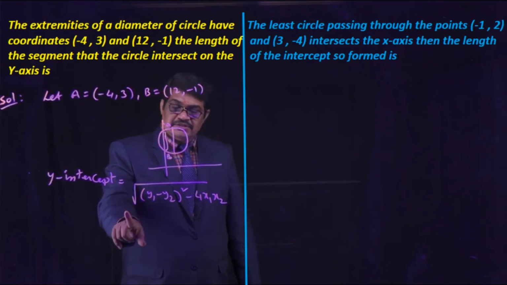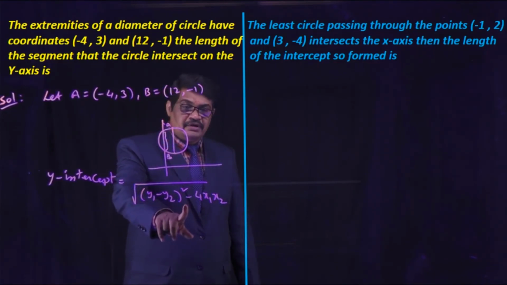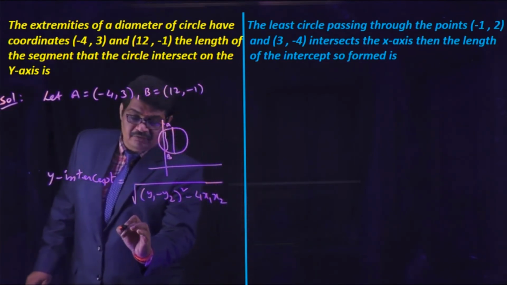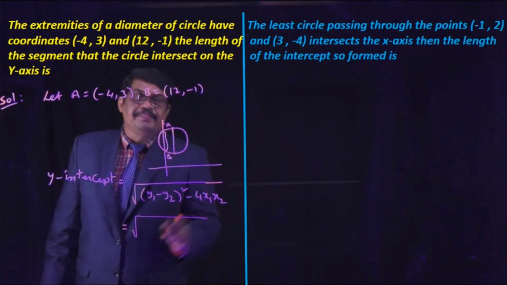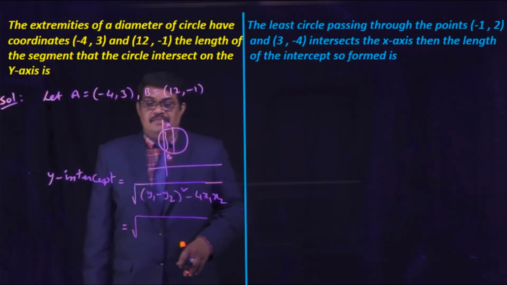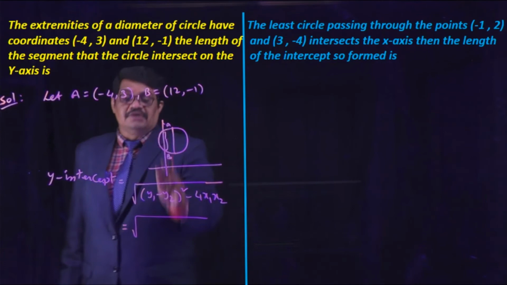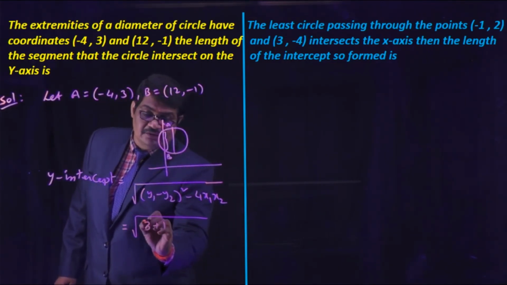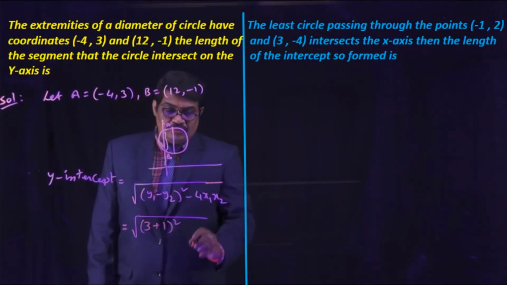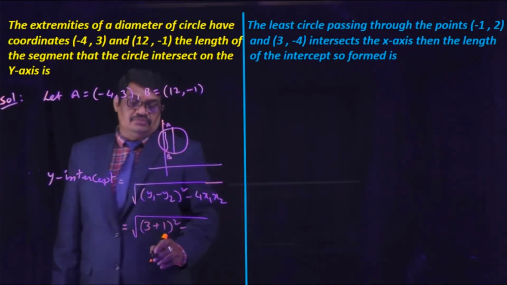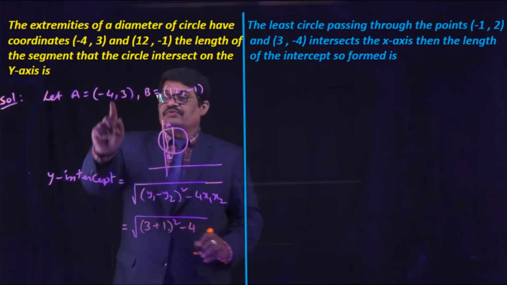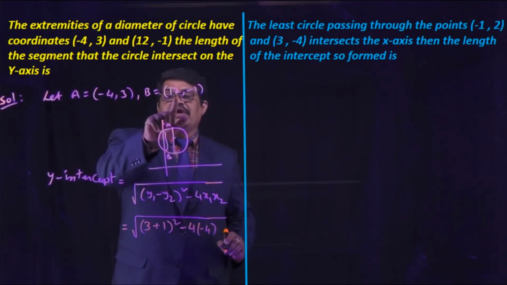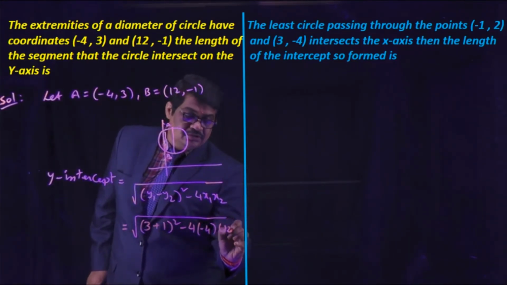The formula is the square root of (y1 minus y2) whole square minus 4 x1 x2. Using this formula we get the y-intercept. What is y1 minus y2? Here y1 is 3, minus y2, minus of minus plus 1, whole square, minus 4 x1 x2. Here 4 into x1, which is minus 4, and x2 is 12.